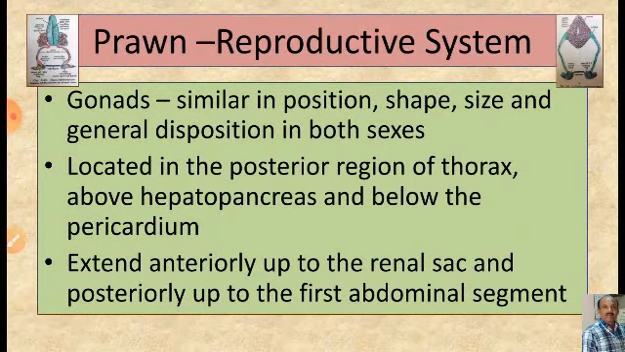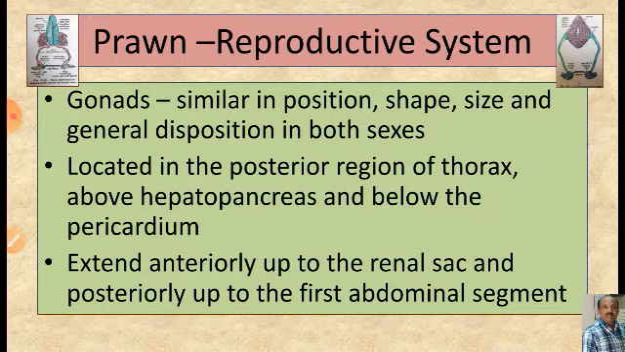Now coming to the actual reproductive system, the prawn reproductive system. Let us start with the gonads. Gonads here means the reproductive organs. The reproductive organs in prawn, either in the male or female, show some similarities. What are the similarities? Let us see.